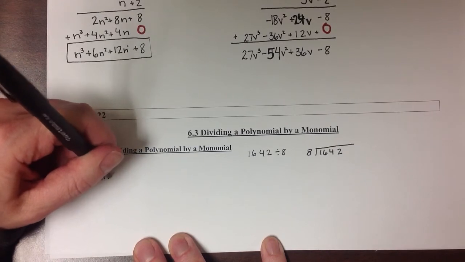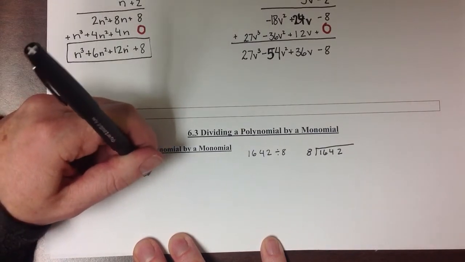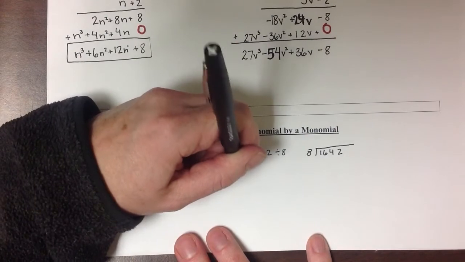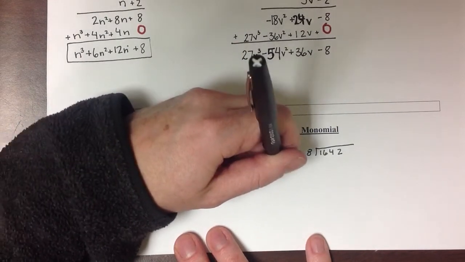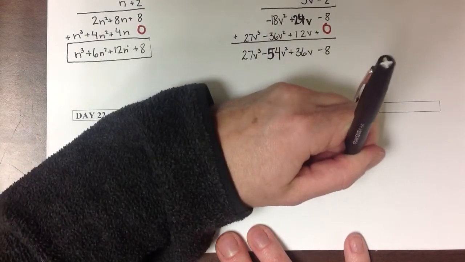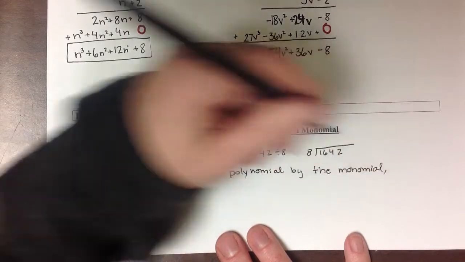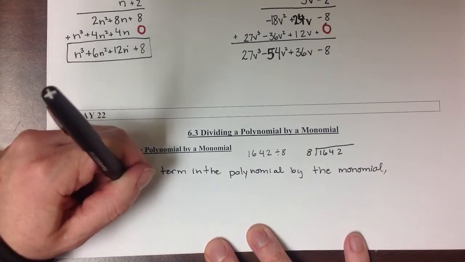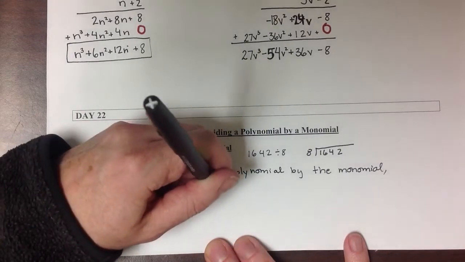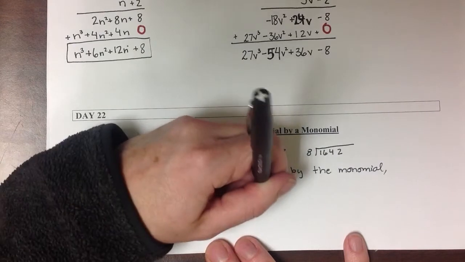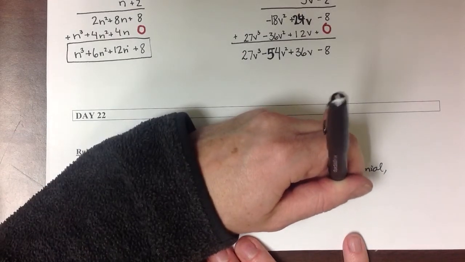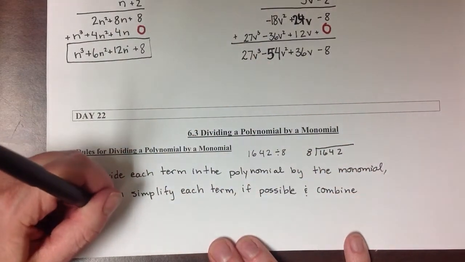You're going to divide each term in the polynomial by the monomial, then simplify each term if possible, and if there are any like terms, combine your like terms.